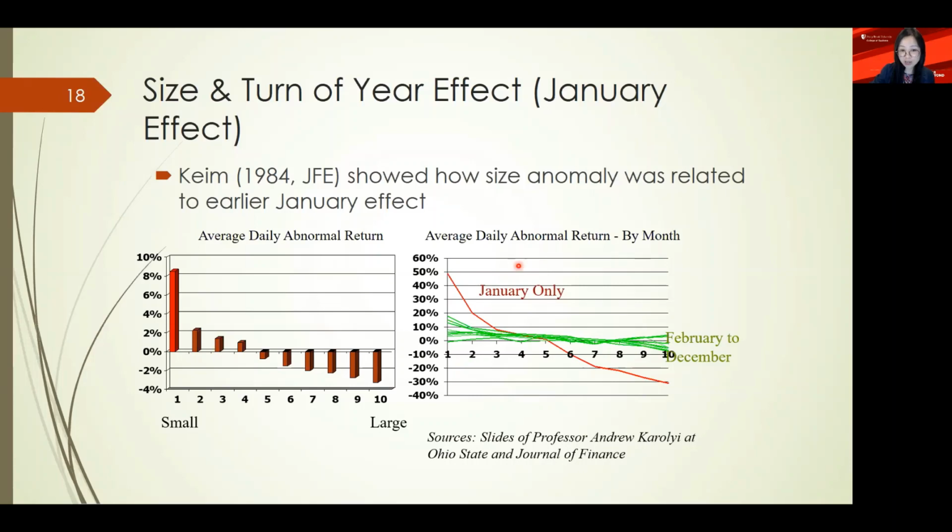If you look at January, which is the red line, right? This is small versus large. 1 is small, 10 is large. It's a huge difference here. Small firms do much better than large firms. So this red line is essentially this, right? But if you look at other months, the relative performance between small and big is very tiny, right?